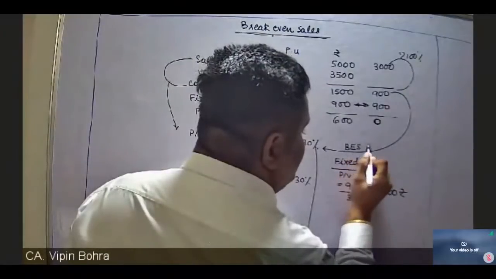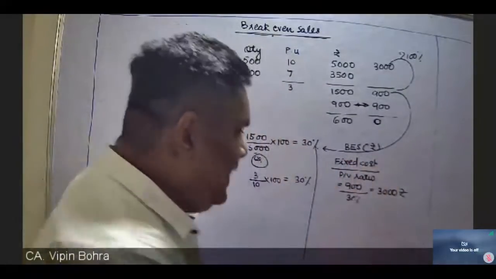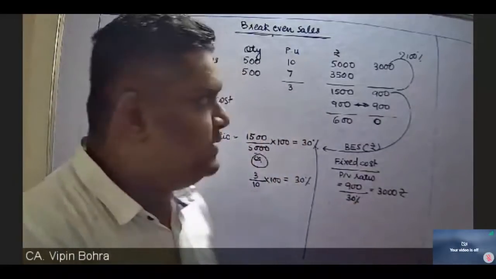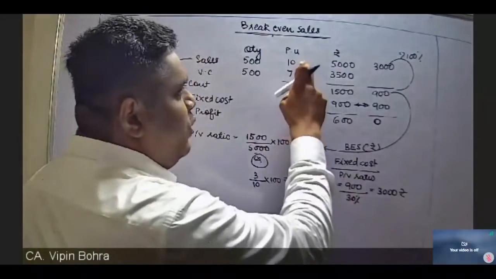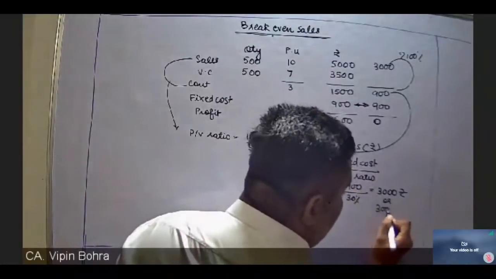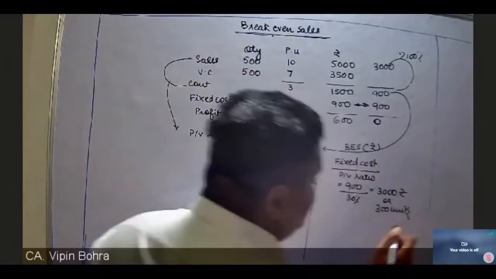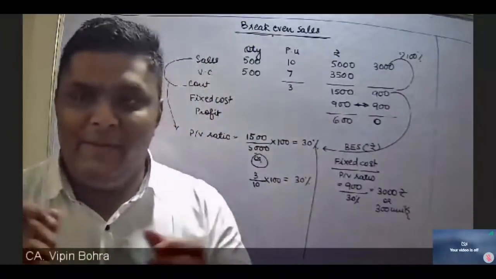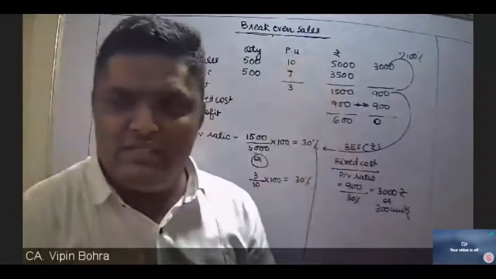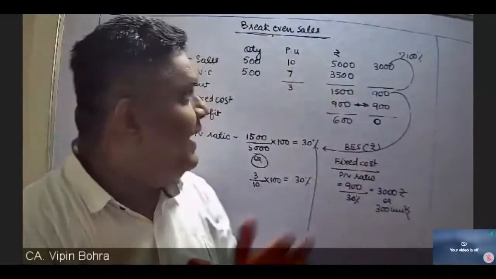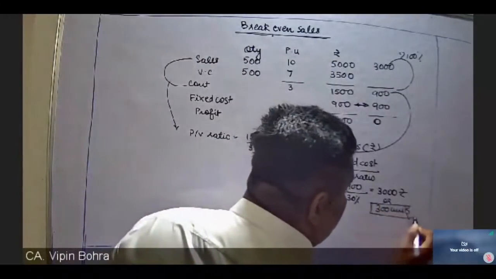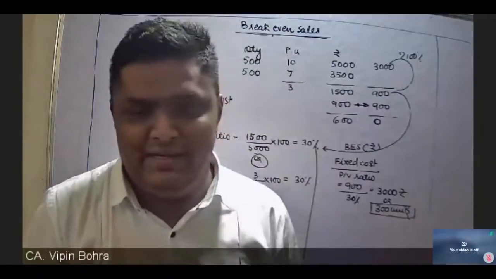This is my break-even sales. Break-even sales in rupees. Now see, my break-even sales is 3,000 rupees and 1 unit is sold at the rate of rupees 10. So I have sold how many units? 300 units. I repeat again, my break-even sales is 3,000 rupees, and one unit is sold at a price of rupees 10. So in aggregate, how many units I have sold? Very simple, only 300 units.